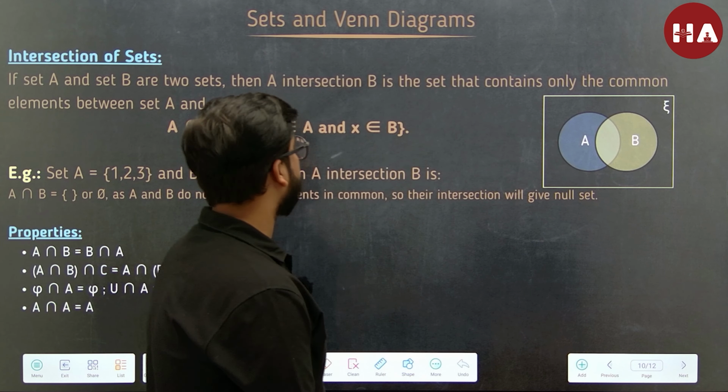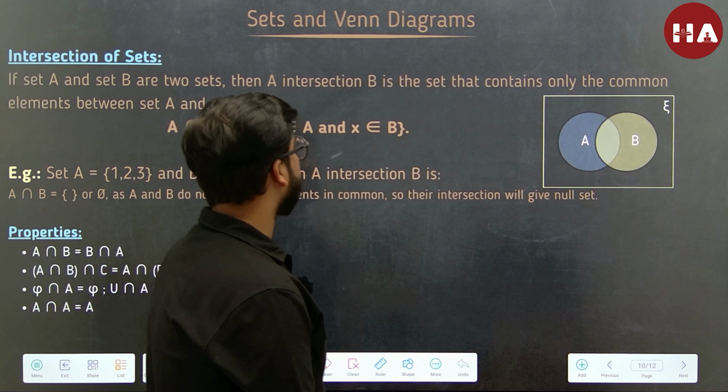So intersection of sets. As I have already told you, the region that belongs to both A and B is called the intersection of the sets. Now there are certain properties. If A intersection B has been written, you can also read it as B intersection A. Similarly, A intersection B intersection C is written, so you can distribute the intersection and then solve it further. Null set intersection A: if there is any set and we have to find what is common with the null set, the answer would be the null set because there is nothing common.